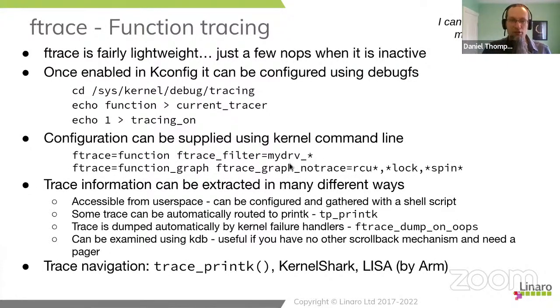The alternative is a block list. The block list allows us to look for certain functions that are usually dull. All of the RCU lock, spin lock family are a little bit dull because they're so noisy. There are so many calls to these things that they fill the trace and make it almost impossible to navigate.